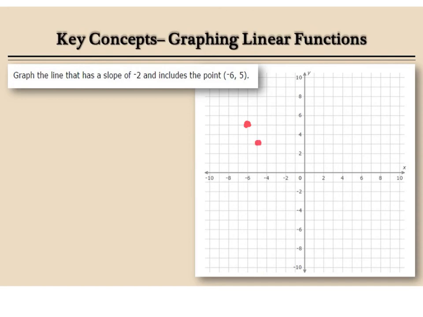And then I can draw my line, do my arrows, and that is a graph of a line that has a slope of negative 2 and includes the point (-6, 5).